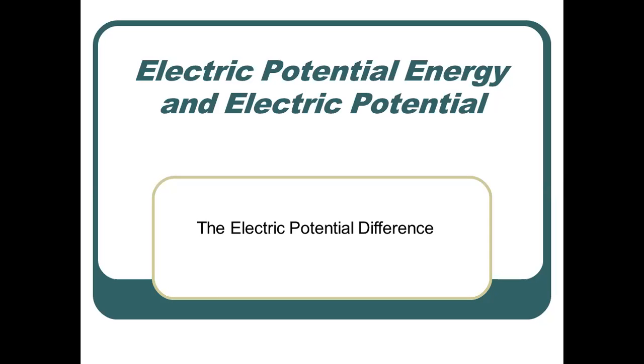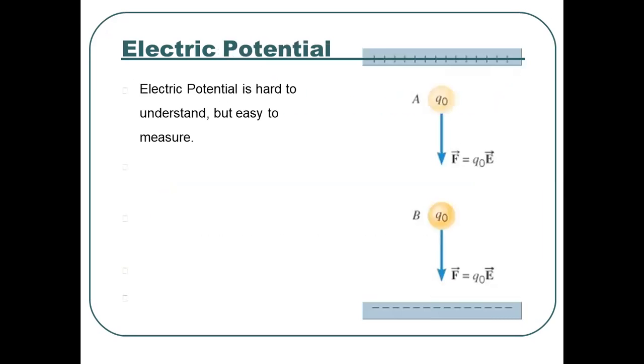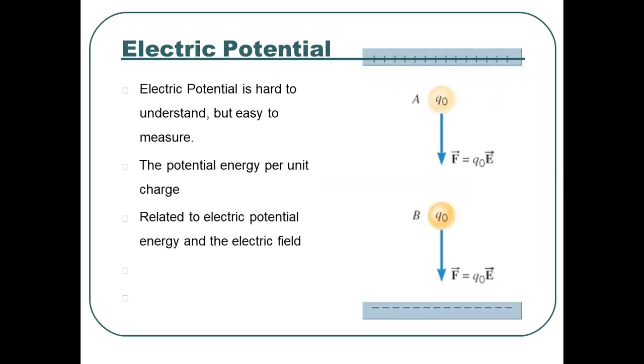The electric potential difference. Electric potential is hard to understand but easy to measure. It is the potential energy per unit charge. It is related to electric potential energy and the electric field, commonly called voltage. Just remember this: 1 volt is equal to 1 joule per coulomb. So this is an SI unit as well.